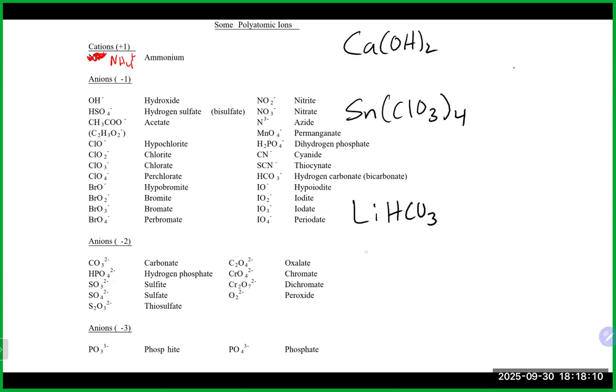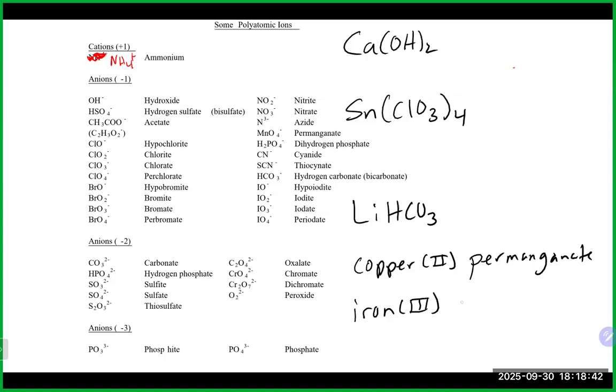And then why don't you write some formulas for copper 2 permanganate. Let's do iron 3 bicarbonate. All right, so some names and then some formulas there.